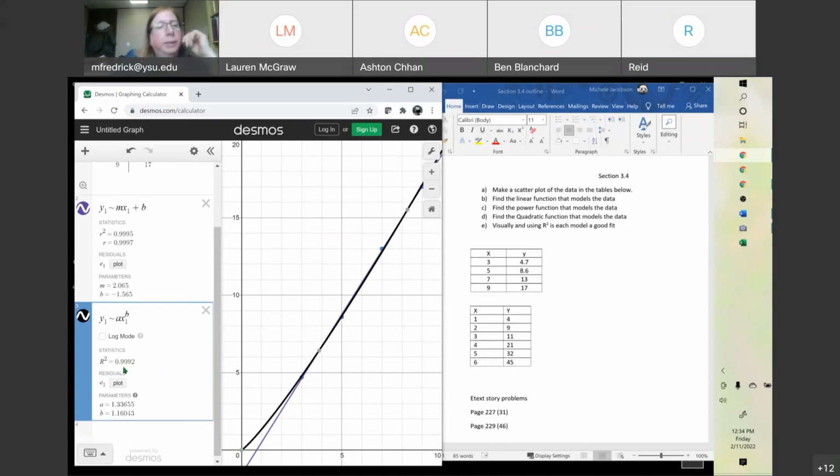R squared 0.99. So notice the R squared. This one's 0.9992. This one's 0.9995. So this is a little bit better, not much, but the straight line is a little better estimate than the power function. And this would be your equation.